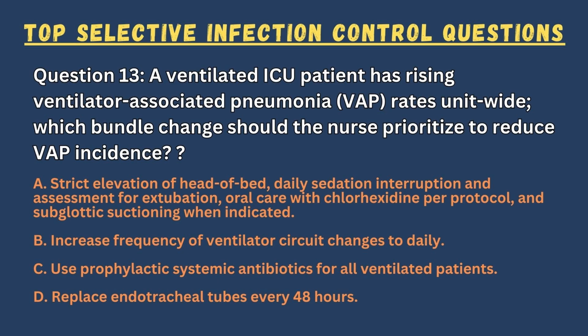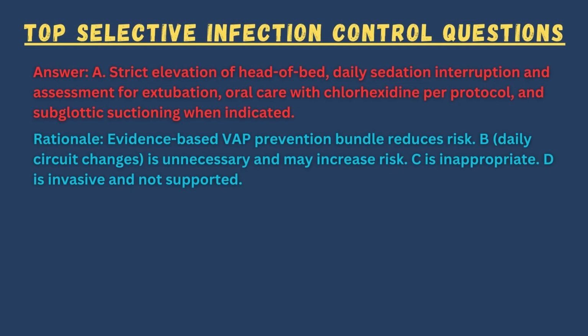B. Increase frequency of ventilator circuit changes to daily. C. Use prophylactic systemic antibiotics for all ventilated patients. D. Replace endotracheal tubes every 48 hours. Answer. A. Strict elevation of head of bed, daily sedation interruption and assessment for extubation, oral care with chlorhexidine per protocol, and subglottic suctioning when indicated. Rationale. Evidence-based VAP prevention bundle reduces risk. B. Daily circuit changes is unnecessary and may increase risk. C. Is inappropriate. D. Is invasive and not supported.